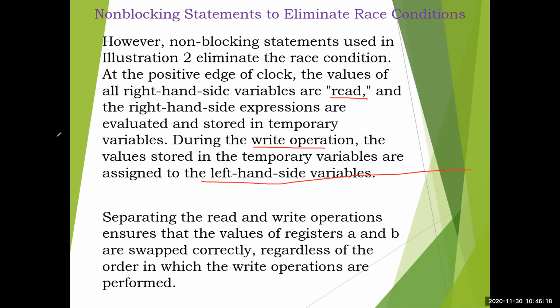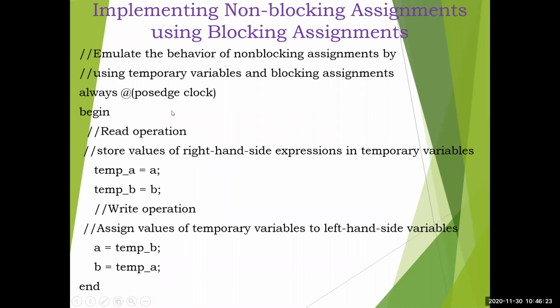To clarify, we will show you an example where we use blocking assignments with temporary variables to emulate the behavior of non-blocking assignments. Whatever the non-blocking assignment has done, now we'll do using blocking assignment. To eliminate race conditions, we'll use temporary variables. Always at positive edge of clock begin, we'll take two variables, temp A and temp B. It will first store the values of A and B, then we make the assignments: A equal to temp B and B equal to temp A.